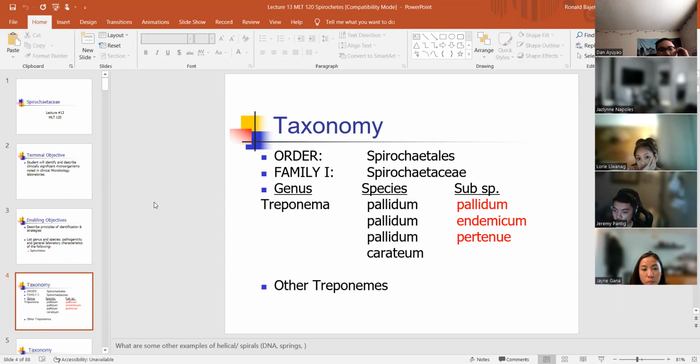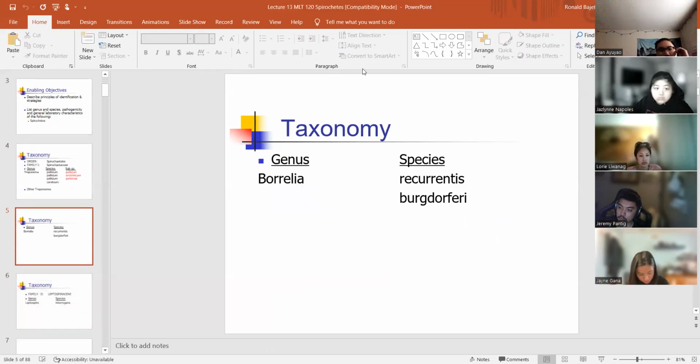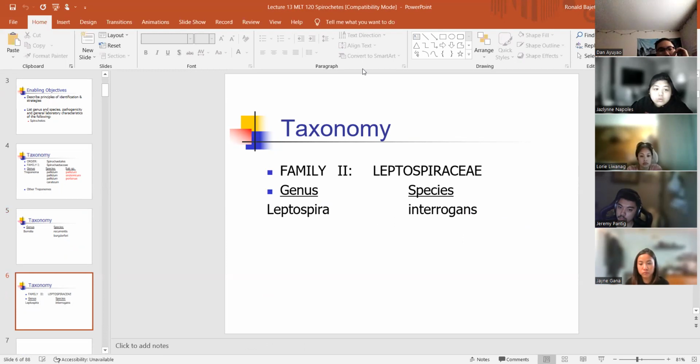Here's taxonomy. There are 4 major treponeme species and subspecies that I want you to know. After the treponemes, I'm going to talk about Borrelia, and there are 2 specific species of Borrelia that you need to know. And finally, the last one will be Leptospira, which is one organism, and I'll talk about how to identify Leptospira based on when you collect the specimen. So the first one will be treponemes. Here in the taxonomy, we have the 2 species of Borrelia and Leptospira interrogans.